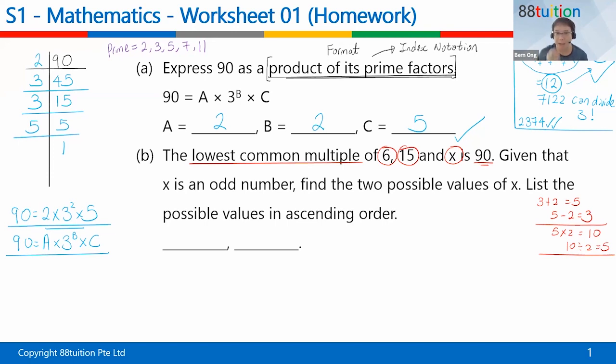So the questions are asked in such a way also. Sometimes they give you everything to ask you to find the HCF and the LCM. Sometimes they give you the HCF and LCM to ask you to find back the numbers. Which is actually in today's worksheet.